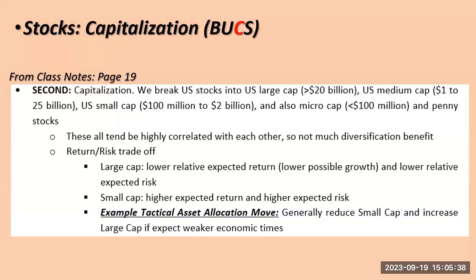Large cap have lower expected returns and lower risk. Why is it? Because they're huge. It's hard for them to grow as fast as a small company. Small cap relative to the stocks have the higher expected return, but also higher risk. So what does that mean? If you expect a recession, you probably want to move up in capitalization and buy larger, more stable companies and avoid those small companies. Small companies tend to go out of business in a bad recession.